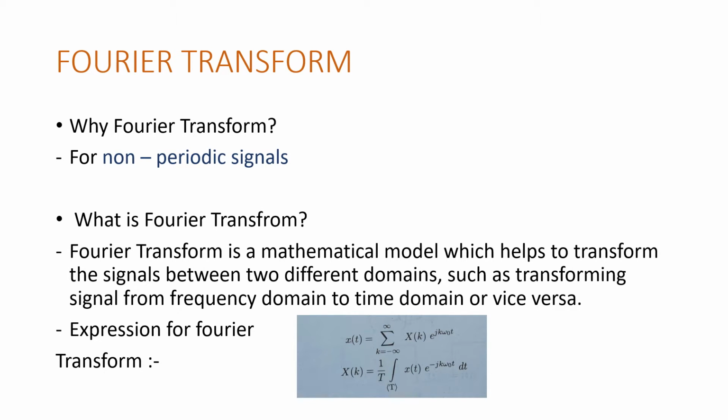What is Fourier Transform? Fourier Transform is a mathematical model which helps to transform the signals between two different domains, such as transforming signal from frequency domain to time domain or vice versa. Why do we have to convert the signals from the time domain to the frequency domain? Because the analysis of the signal in the frequency domain is most flexible as compared to the time domain.